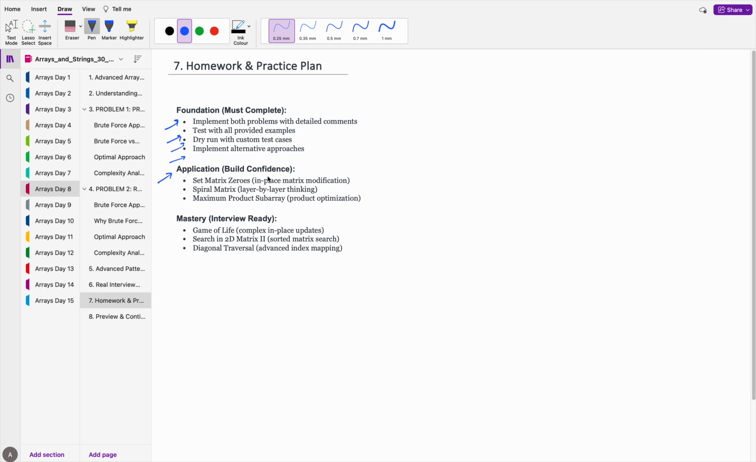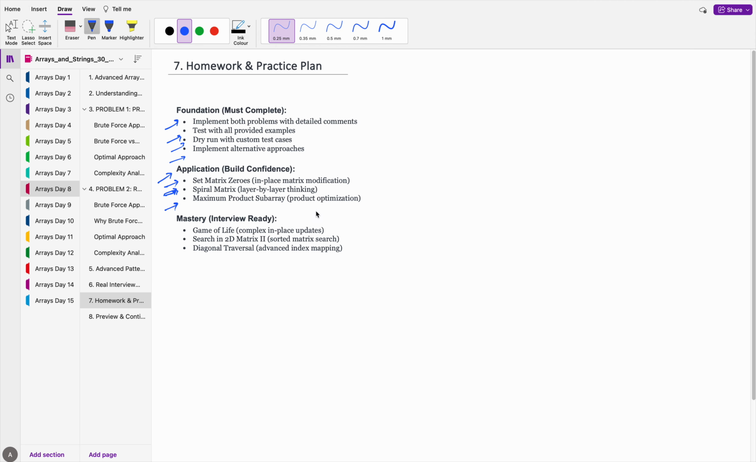Okay, application builds confidence. So you can solve next set matrix zeros, in-place matrix modification happens in this. Spiral matrix, layer-by-layer thinking is there. For the beginners, it is going to take enough practice, right? Lots of practice, to understand how things actually work, because it really challenges your visualization capability. Okay, you have to visualize here. Then only you can solve it. Otherwise, no. You will just remember it, and after some time, you will forget it also.